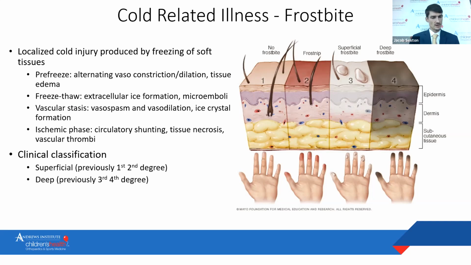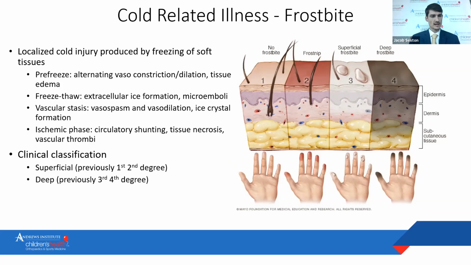And then if you keep letting the exposure occur, then you get into the ischemic phase, where you actually have shunting of the circulatory supply around those ice crystal areas. That subsequently leads to tissue ischemia, which results in tissue necrosis and then vascular thrombi. And that's when you start getting the dead tissue, which can take weeks to months to finally kind of present itself if it's going to be salvageable or not.